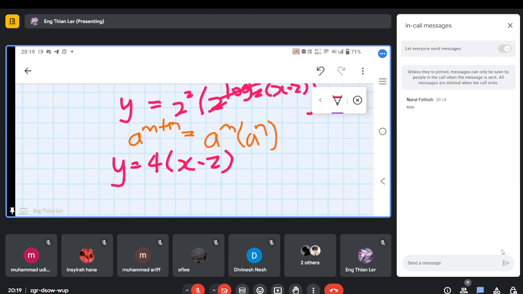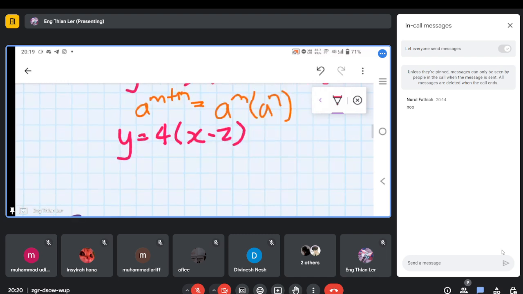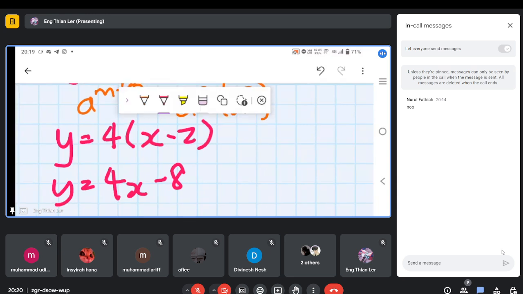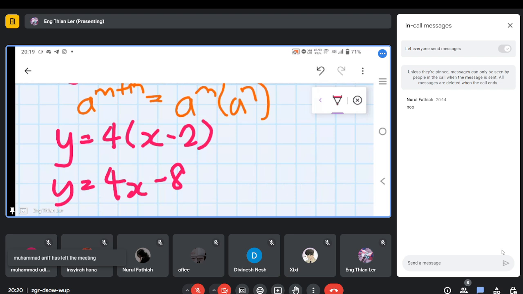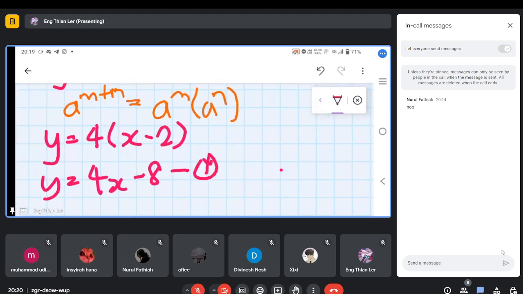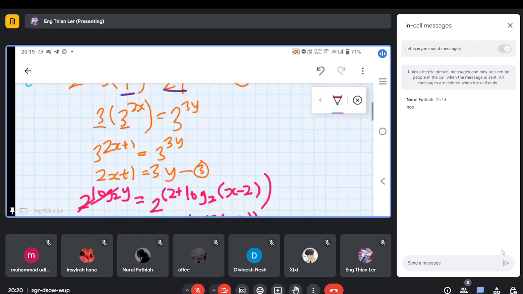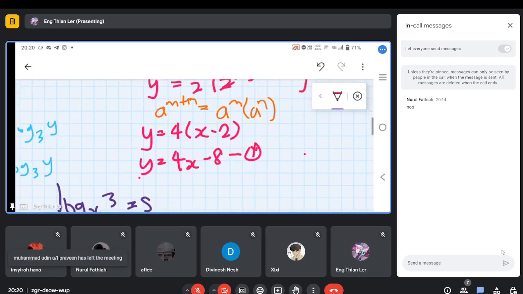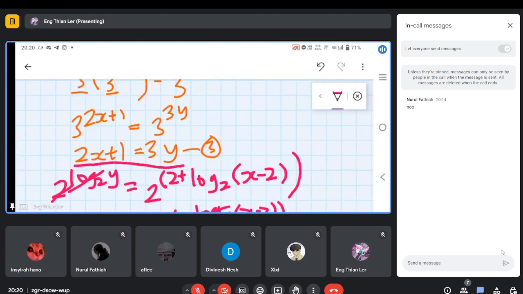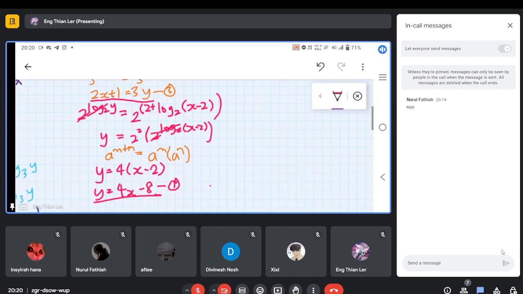So let's expand that first: 4x minus 8. Yeah, this is 2 not z. Okay, so now we have equation 4. We substitute equation 4 into equation 3. Substitute this into this. As you can see here, we have 3y. So let's do it.